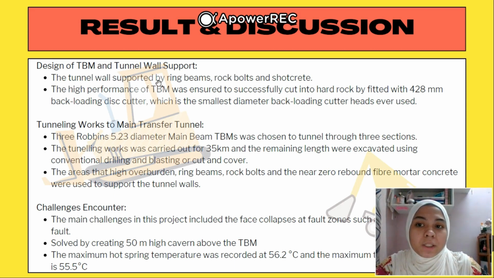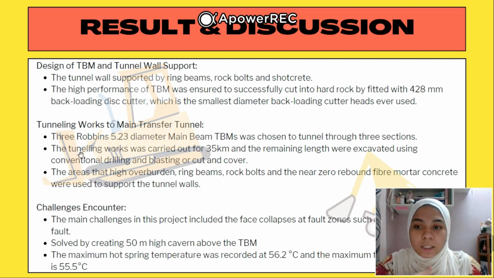So, for the tunnel boring machine, it has been ensured that the machine has high performance, so it will successfully cut into the hard rock, fitted with the smallest diameter backloading disc cutter ever used, which is 428mm. So for tunneling work to the main transfer tunnel, for the design of the tunnel boring machine, it has been found that 3 Robbins 5.23 diameter main beam tunnel boring machines were chosen to tunnel through 3 sections for the project.